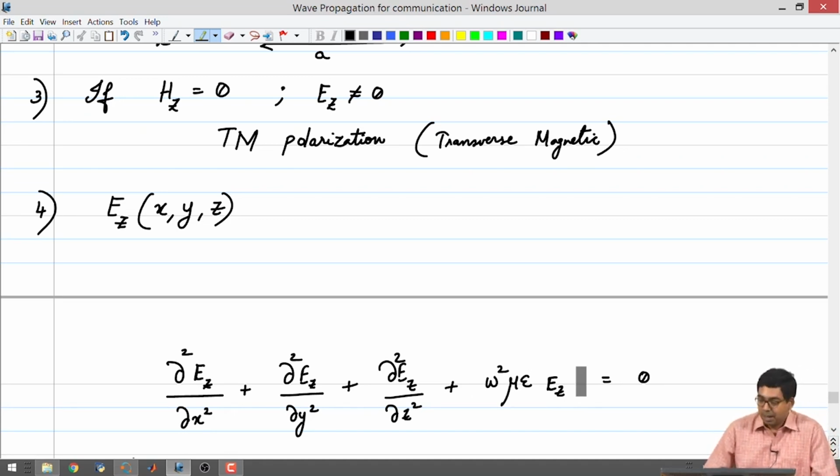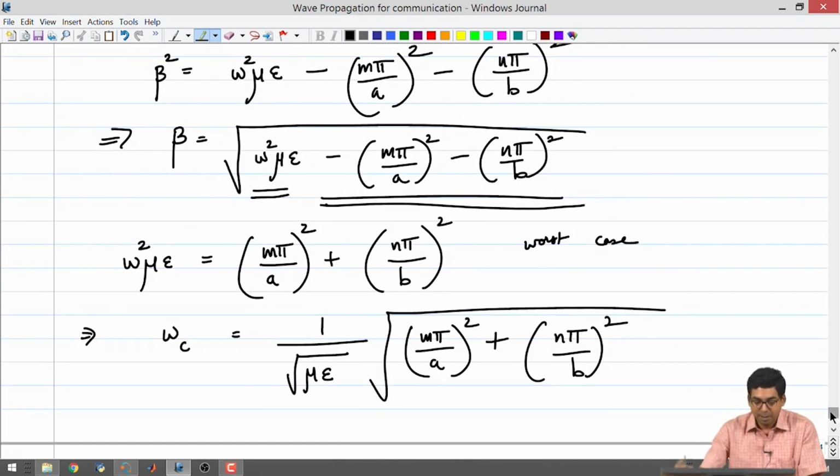And omega square mu epsilon, the way we have written further, in the last line of our derivation, is m pi divided by a square plus n pi divided by b square. That means, if I choose some value of m and n, I get some omega square mu epsilon. If I choose a different value of m and n, I get a different value of omega square mu epsilon. So, omega square mu epsilon also is a discrete number that we were not aware of, which depends upon m and n. We were not aware of m, we were not aware of n, and we were not aware of the pattern a given m and n would form in Ez.